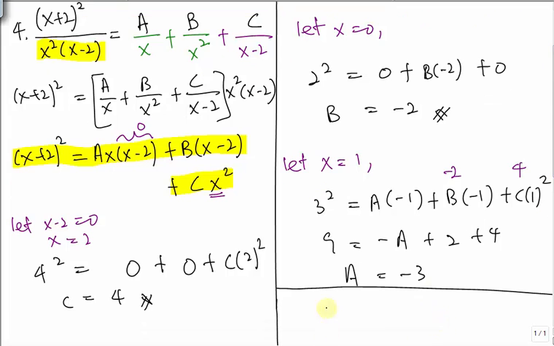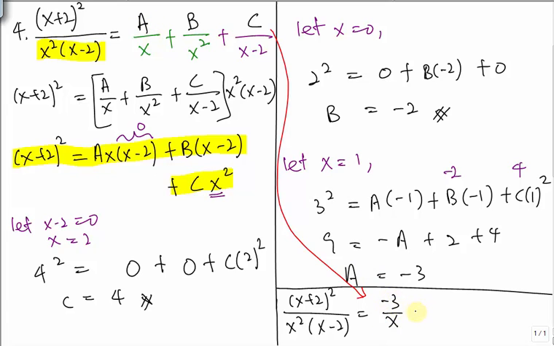Now we are ready to conclude the answer: x plus 2 squared over x squared times x minus 2. I'm going to copy all this expression down and substitute the values of a, b, and c into this expression. a is negative 3, b will be negative 2, and c is 4. Substitute 4 into here. And we have answered the question. We have expressed this expression into a sum of three partial fractions: the first, the second, and the third partial fraction.